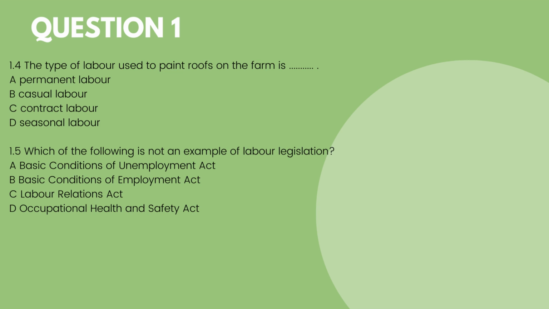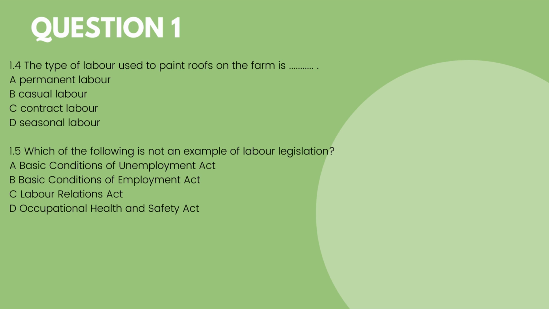Then let's come to question 1.4. The type of labor used to paint roofs on the farm is A, permanent labor, B, casual labor, C, contract labor, D, seasonal labor. So obviously we don't paint roofs all the time, so we will need casual labor to do that type of job. So B is the correct answer.